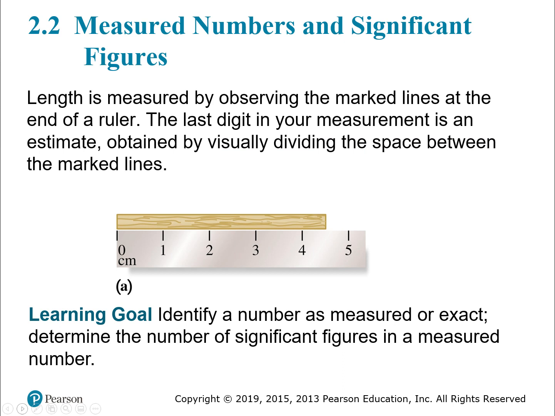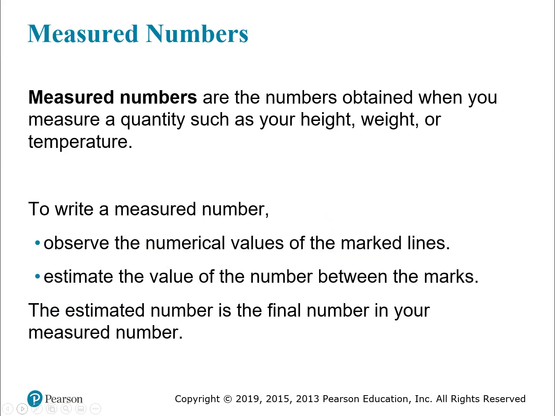The second section, we're going to cover measured numbers and significant figures. Measured numbers are numbers that you obtain when you measure a quantity. Okay? An example would be height, weight, temperature. So a height would be a length, the weight would be a mass. All of these numbers are measured numbers. We get them from some kind of an instrument.